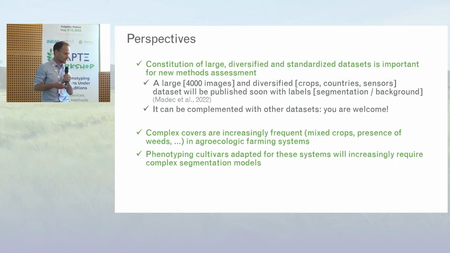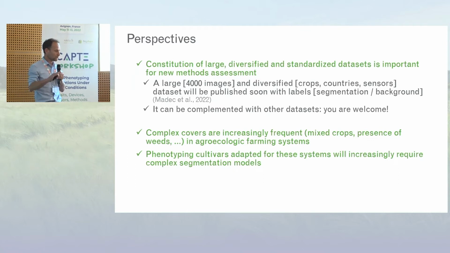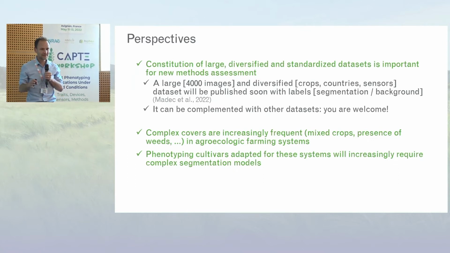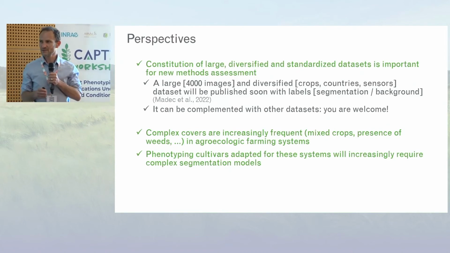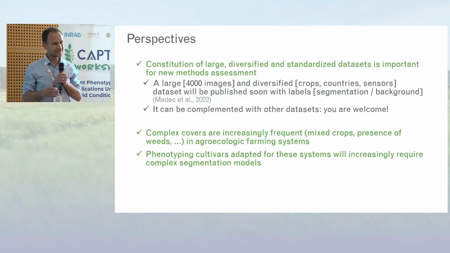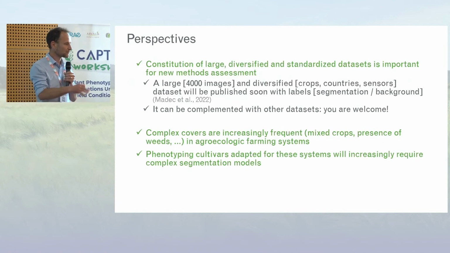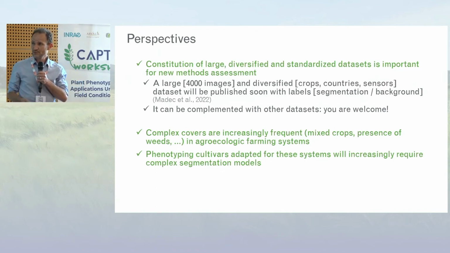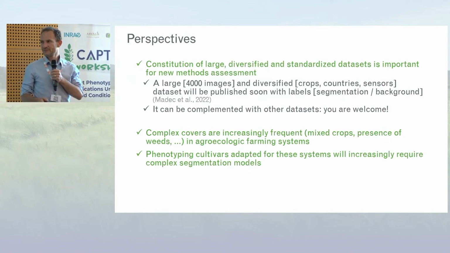What we can see as well is that complex covers, at least from the Arvalis perspective, are more and more common. It's less and less common to have pure wheat in the field or pure maize. We will have some weeds, and maybe two crops at the same time. So we need more complex models that will be able to separate the different components of the crop.